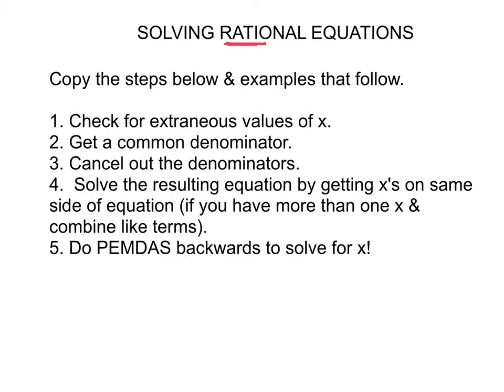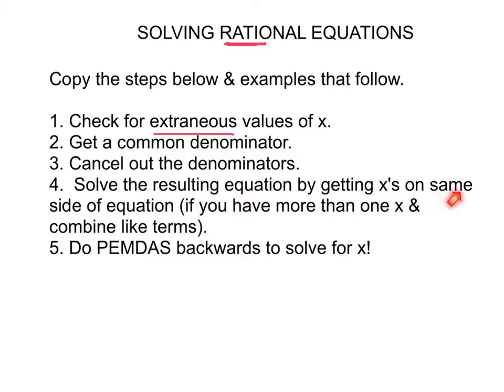The first step says check for extraneous solutions, extraneous values of x. I'm going to explain what that is on the next slide. The second step says get a common denominator, just like we did when we were adding and subtracting fractions. Third step says cancel out the denominators, and I'll explain why you can do that in a minute. Fourth step says solve the resulting equation, which will be your numerators and all appropriate signs, including the equal sign.